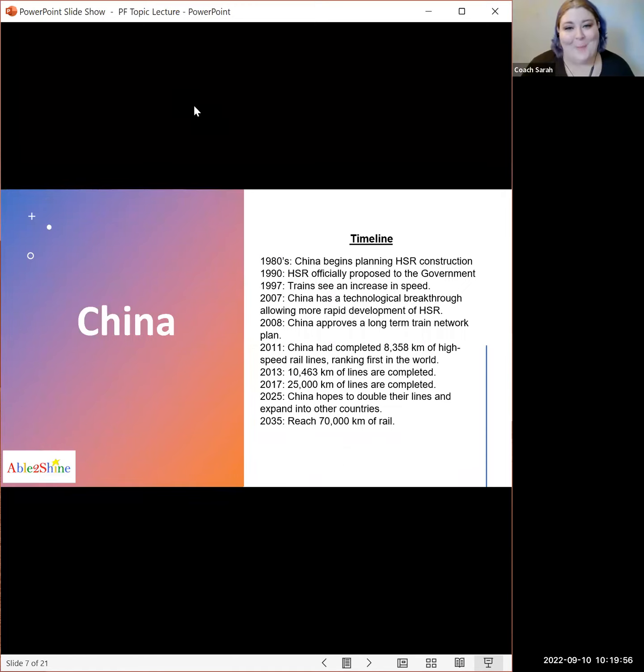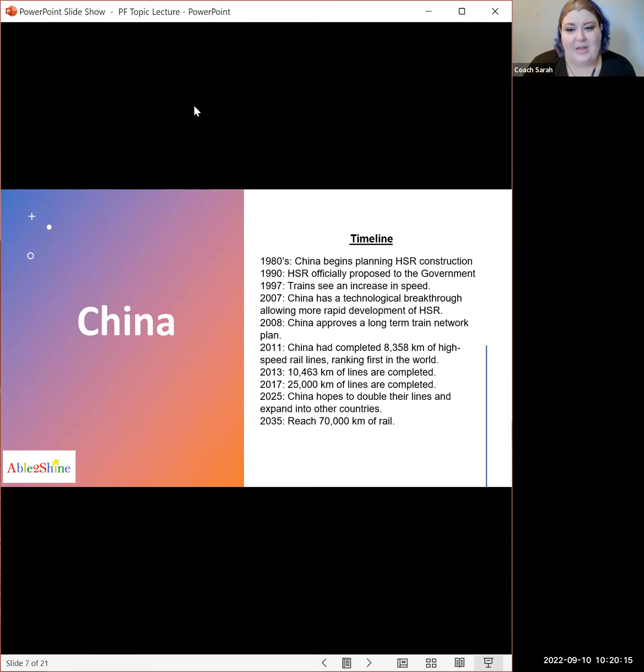Okay, let's talk about China. Now, China was not the originator of high-speed rail. In fact, they weren't even one of the early adopters of high-speed rail, but they have the most extensive rail network for a singular country. So it's really important to talk about them.